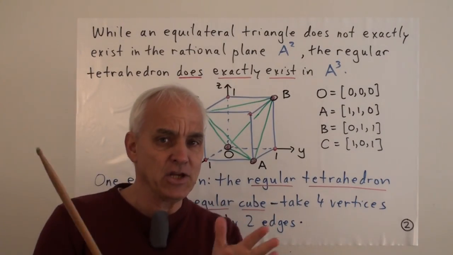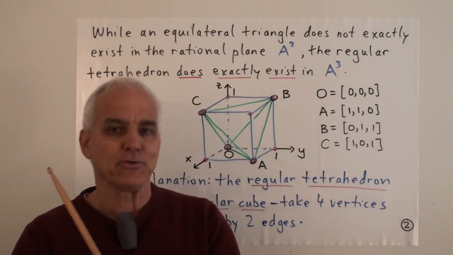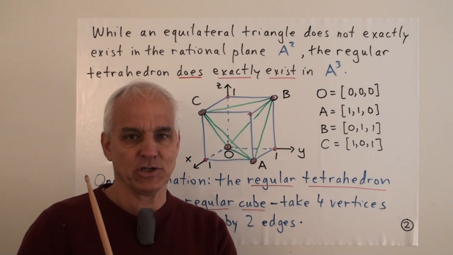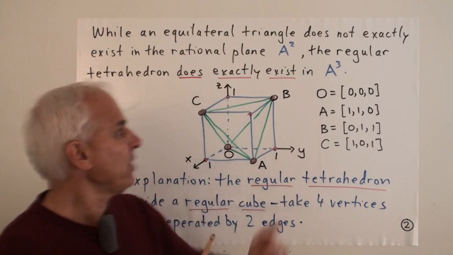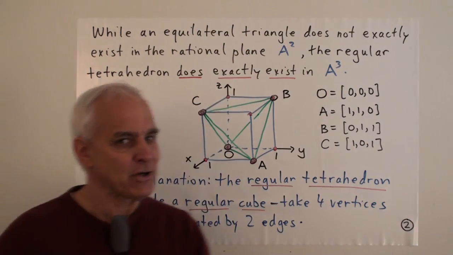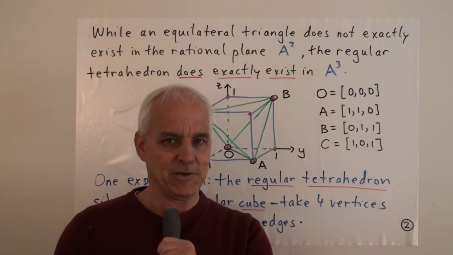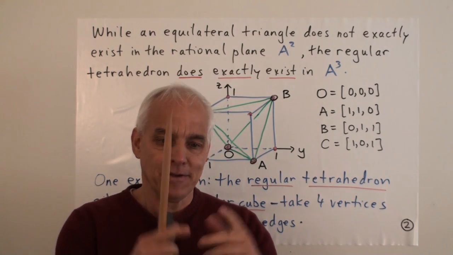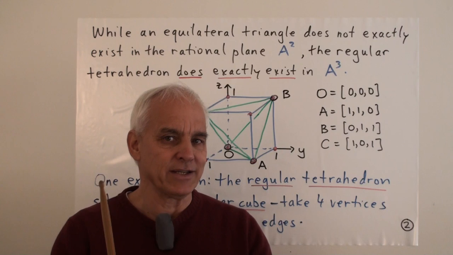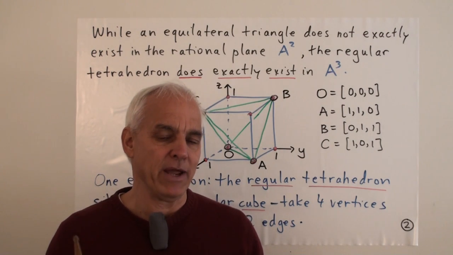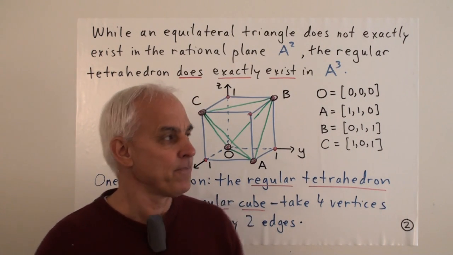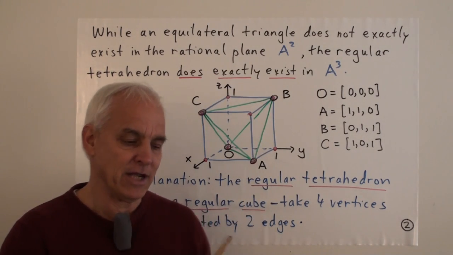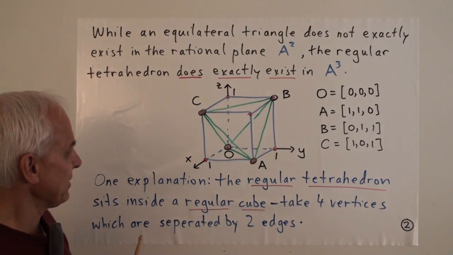There's an interesting distinction between the equilateral triangle in the plane and this regular tetrahedron in 3-dimensional space. The equilateral triangle in the plane doesn't actually precisely exist. We can make models of it, of course, and pictures, but if we want to actually construct it exactly in the rational plane, we're not able to do so. That turns out to be not the case for the regular tetrahedron, and it's an interesting situation.